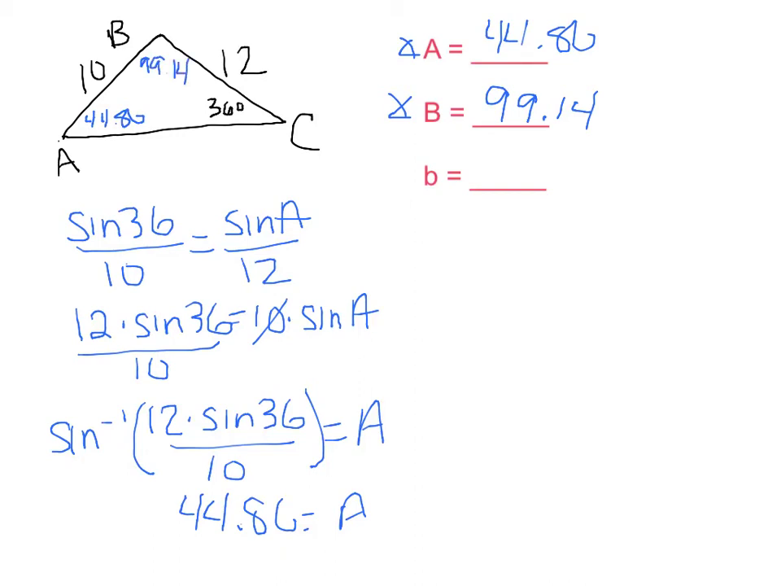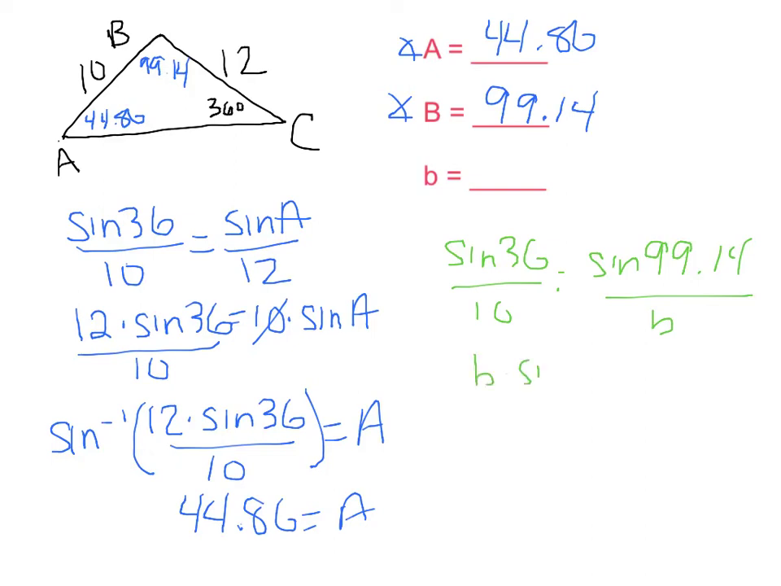Now we need to find side B. So we're going to use the law of sines again, and we're going to use this C pair because we haven't done any rounding. Okay? So here we are. We're going to say the sine of 36 over 10 is equal to the sine of 99.14 over B. Now this is like example 1. We're trying to find a side.